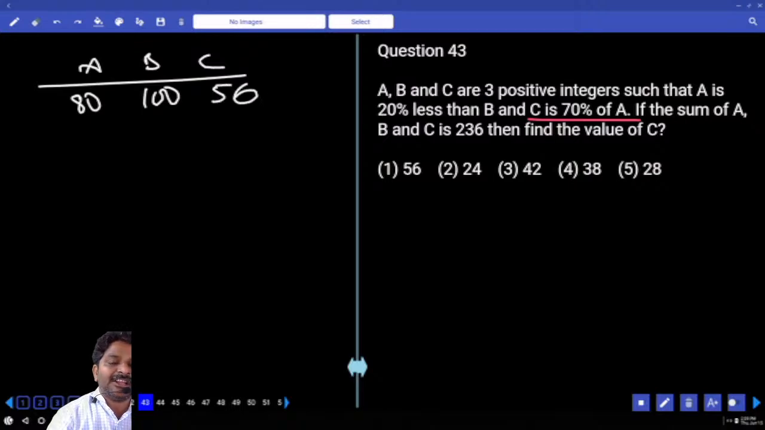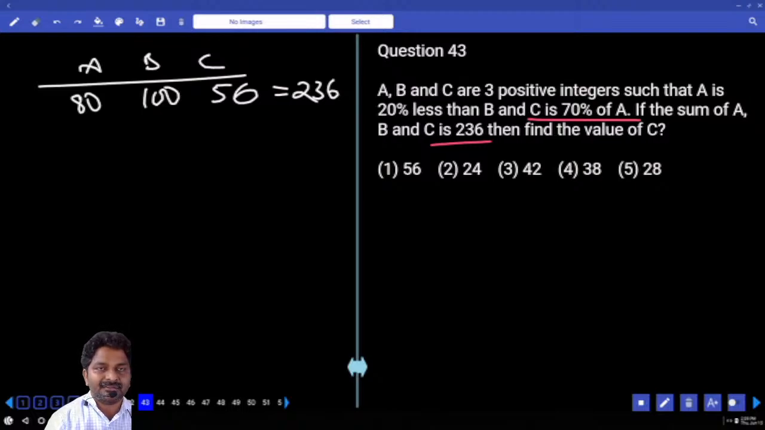56, right? In terms of percentage, 100 plus 80, 180. 180 plus 56, 236. Our numbers' sum is 236. In the question also the sum is 236. So our numbers are the same. Find the value of C, which is 56, final.